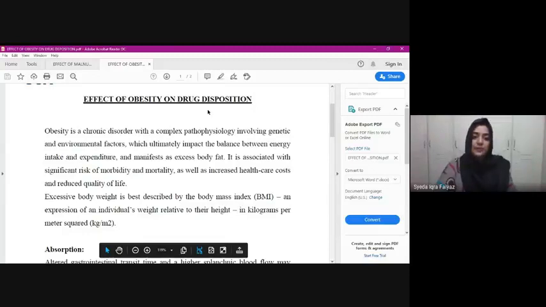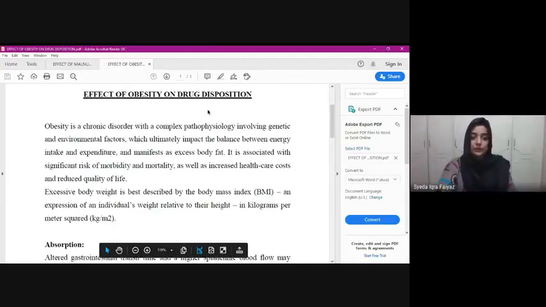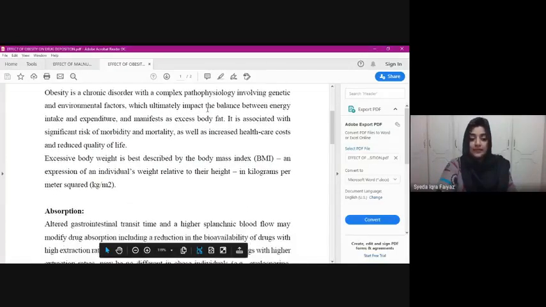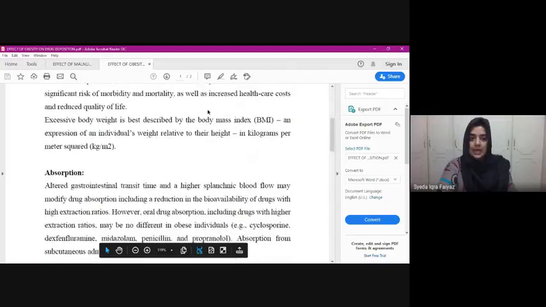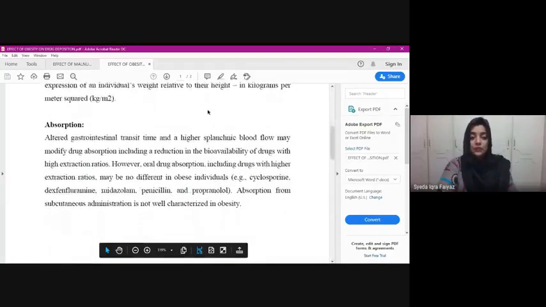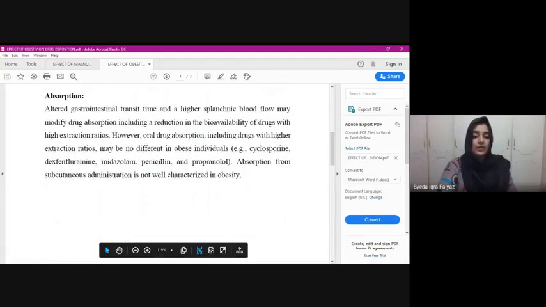Excessive body weight is best described by body mass index, an expression of an individual's weight in kilograms relative to height in meters squared. So BMI is an indicator that is used to calculate how much excessive body weight one has, and it is also a very important and reliable way to see whether you are falling in the normal category, the under category, or the higher category.